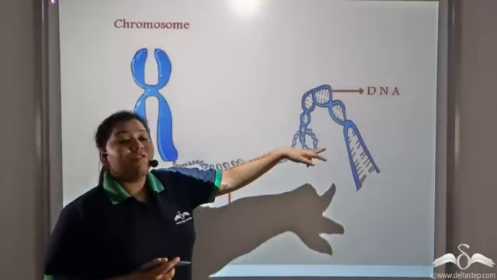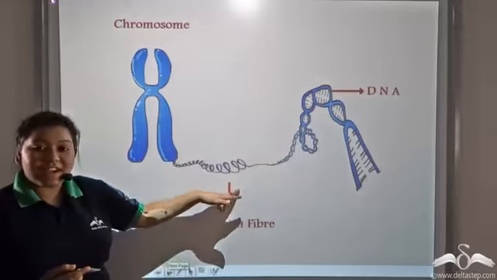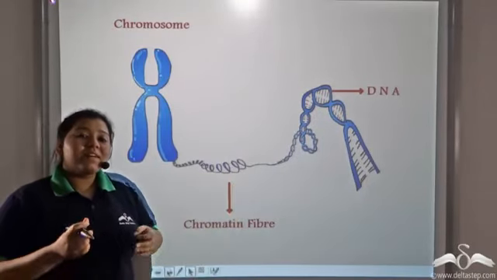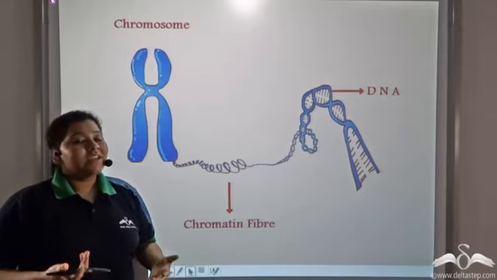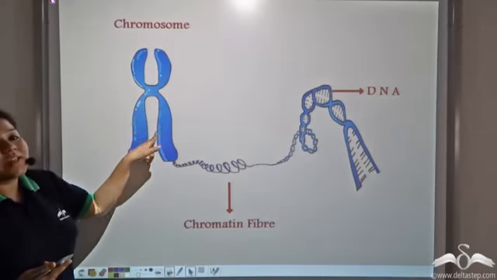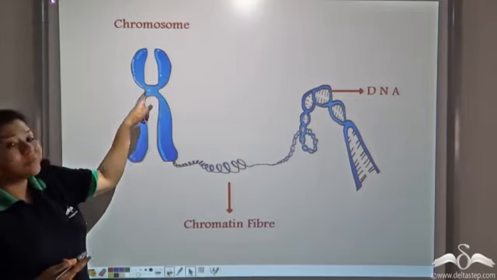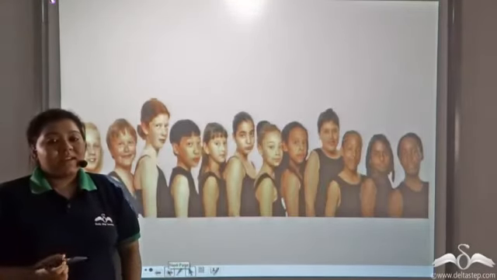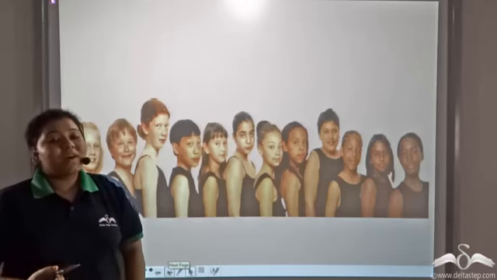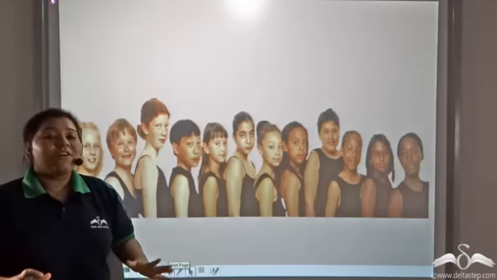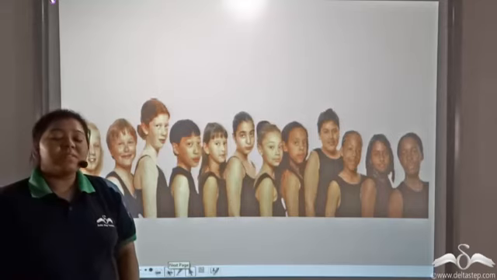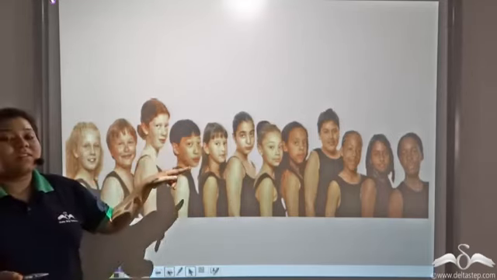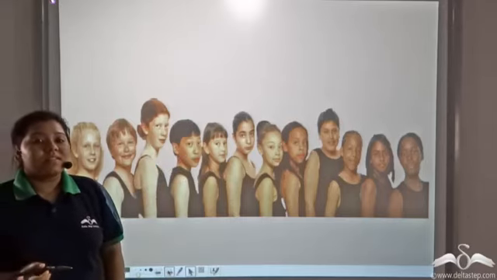So coiling of DNA forms the chromatin fibers. Chromatin fibers during cell division further condense and coil to form these highly coiled structures known as chromosomes. Now, all of us are born with a set of genes which is responsible for our physical attributes like our hair color, skin color, height, or eye color.